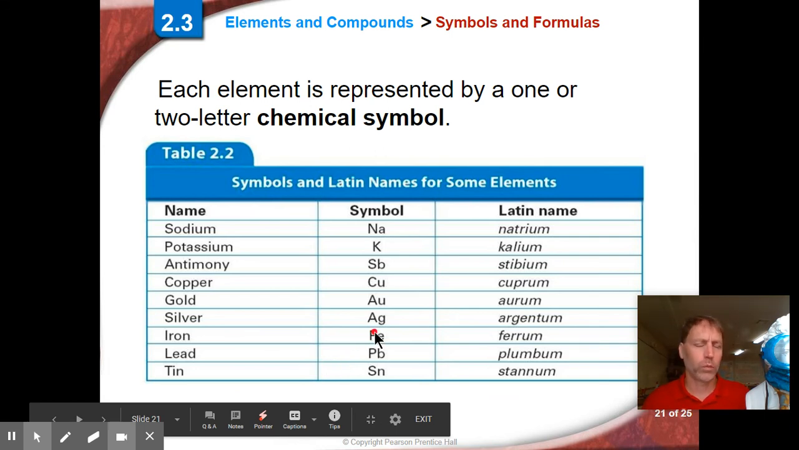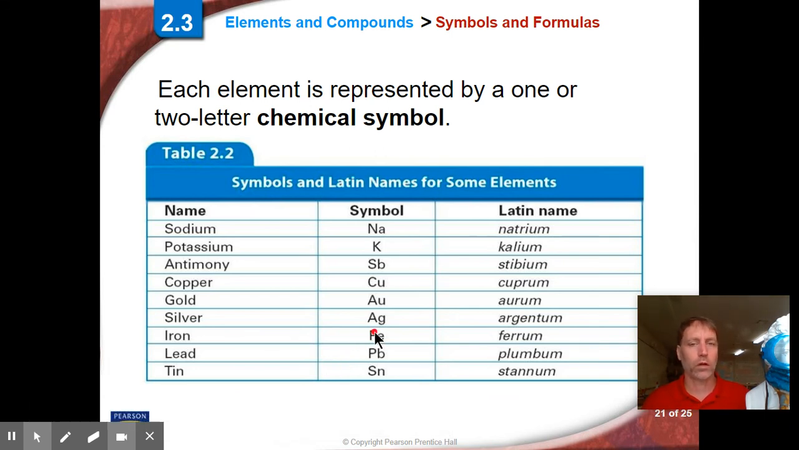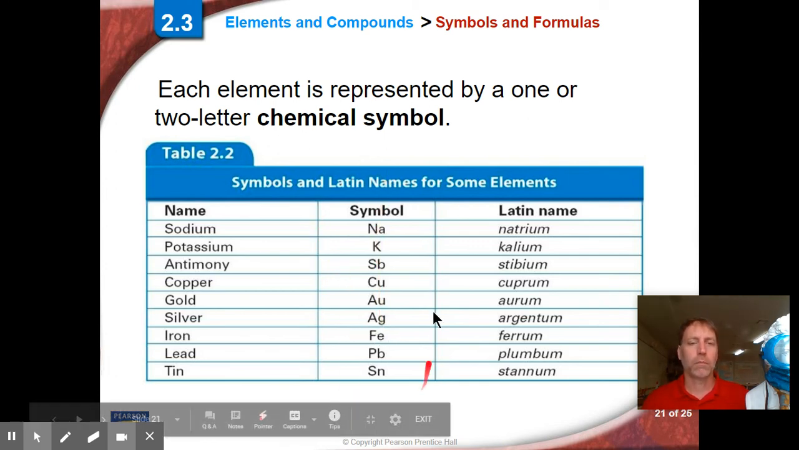We'll be talking more about symbols and how you can learn and memorize them and get used to using them later. But these are the Latin symbols that were used early on.